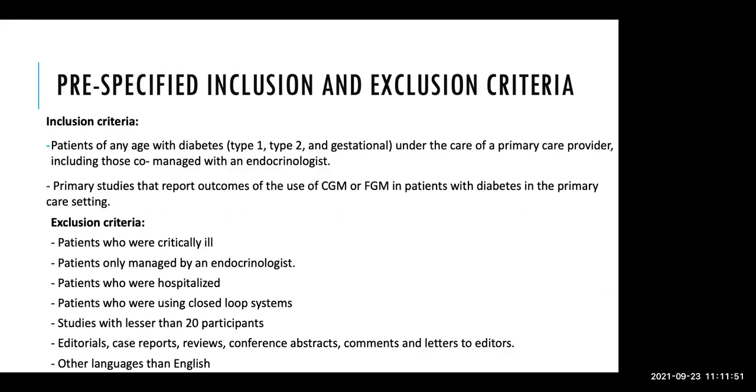So to support this work in systematic reviews, there are also pre-specified inclusion and exclusion criteria. What are we really looking at? So for the example title that I showed on the previous slide, the inclusion criteria, for example, is patients of any age with diabetes type 1, type 2, under the care of a primary care provider, including those co-managed with an endocrinologist, etc.